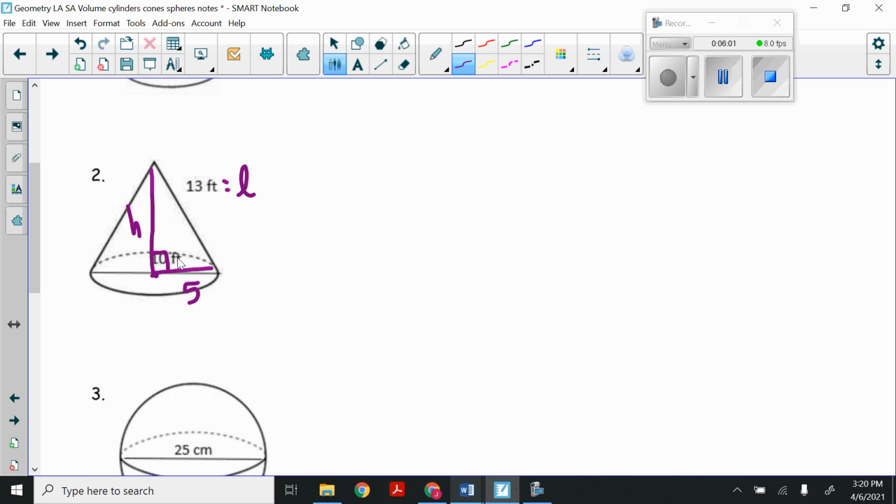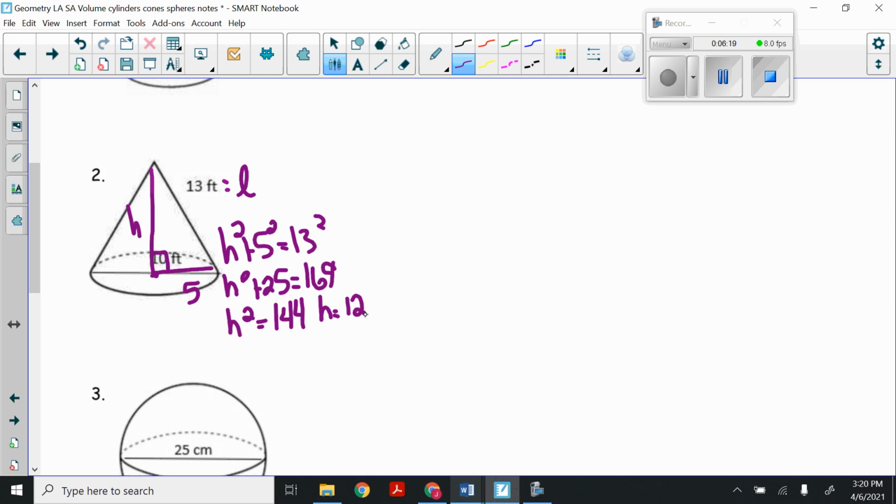So I need to do the Pythagorean theorem. So h squared plus 5 squared equals 13 squared. So h squared plus 25 equals 169. So h squared equals 144. So my height is 12.